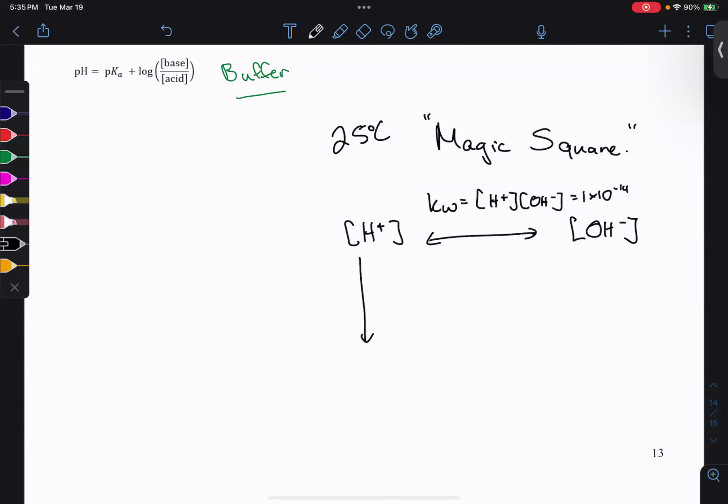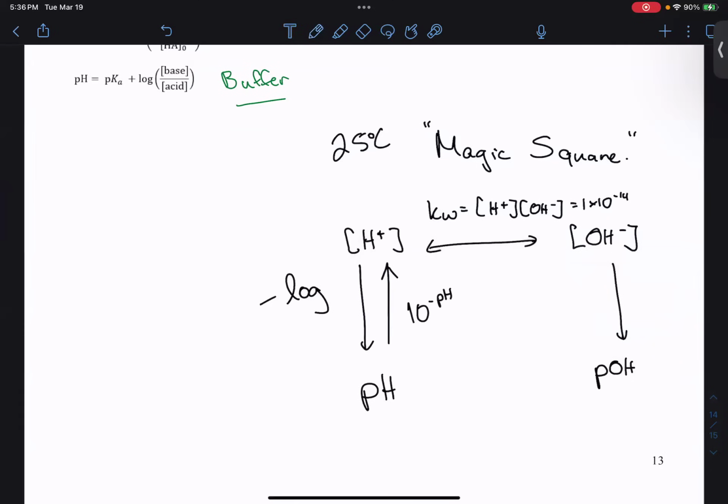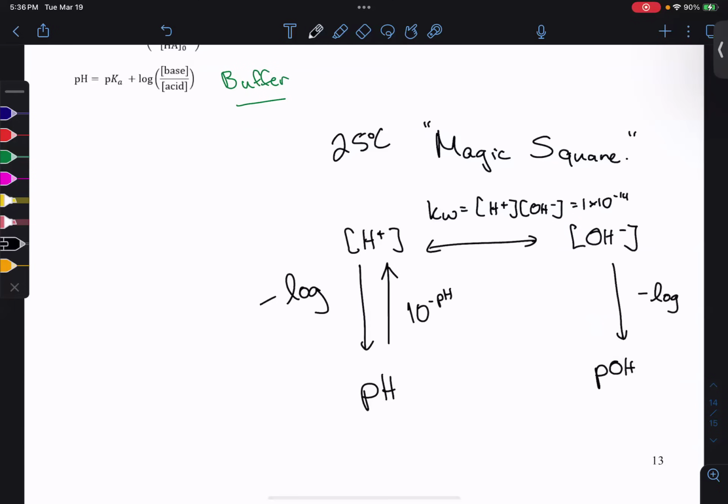All right, how do we go from H+ concentration to pH? What do we do? Negative log. So if we take the negative log of the H+ concentration, we can get pH. But then how do we undo a pH to get back to H+ concentration? 10 to the negative pH, perfect, right? Same thing for hydroxide. To go to pOH, we take the negative log of the hydroxide concentration. But if we wanted to go backwards, we do 10 to the negative pOH. Perfect. Now finally, how are pH and pOH related at 25 degrees Celsius?